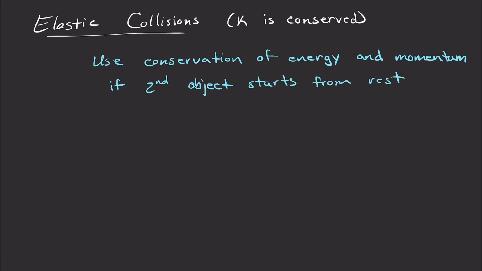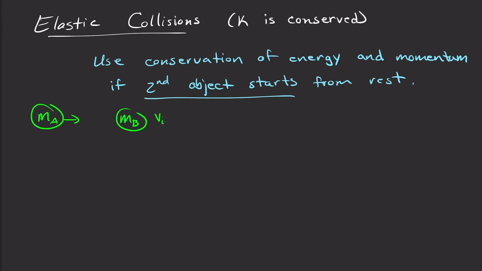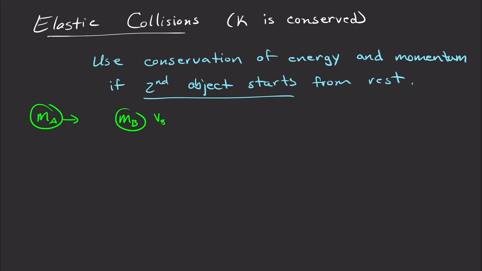Okay, so I'm not going to do the derivations, but if you use these equations for this special case where the second object starts from rest, then you can get some equations. So we're going to call this object A and object B. So mass A and mass B. Mass A is going toward mass B, and they're going to collide, and the velocity of object B initially is going to be 0.